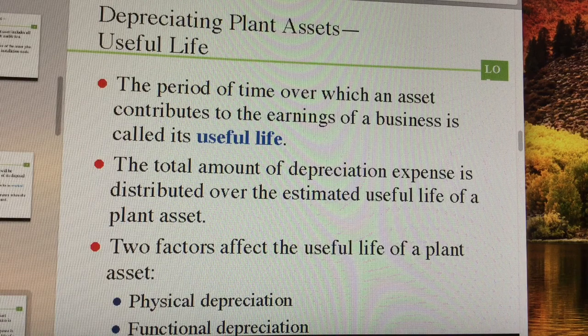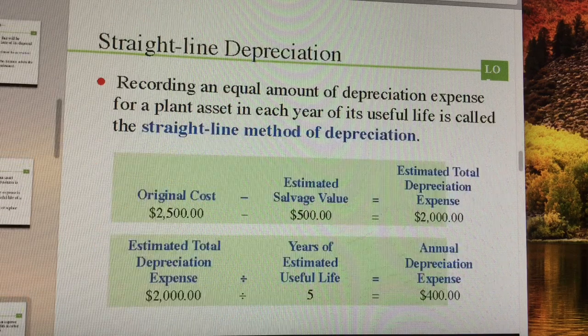So the 2 main factors are physical depreciation and functional depreciation. Physical depreciation is going to come into play more with things like vehicles, where there's wear and tear or potential damage due to external forces like weather, such as hail damage or accidents. Functional depreciation would be that possibly there's newer, better technologies. This is going to happen a lot with things like tablets and computers and cell phones.